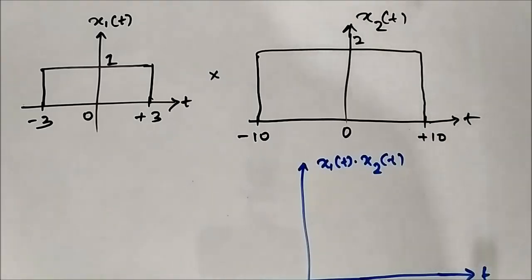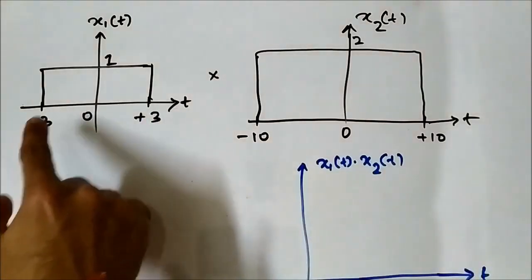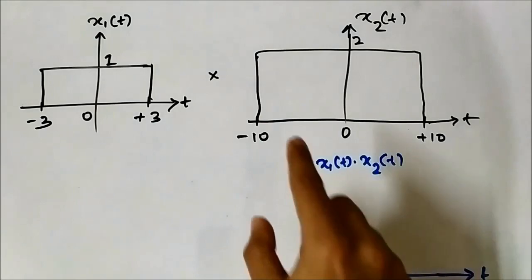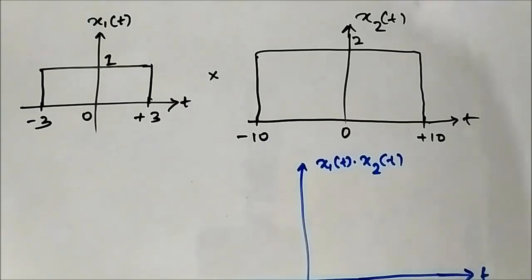Here we have another two signals on which we have to perform signal multiplication. Both of them are rectangular pulse signals, which we've already discussed. As per the definition, we have to multiply their amplitude values at respective instants. This signal exists from -3 to +3 time interval and has an amplitude value of 1. This signal exists from -10 to +10 and has an amplitude value of 2.